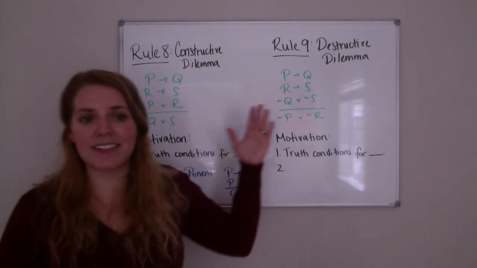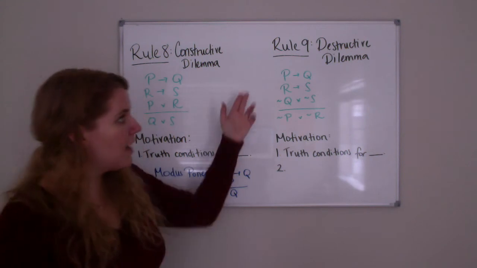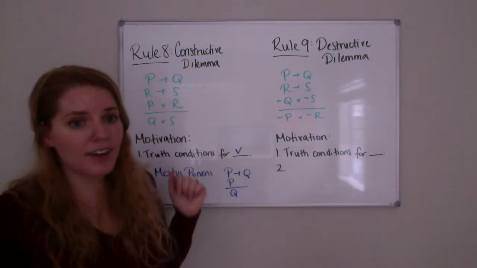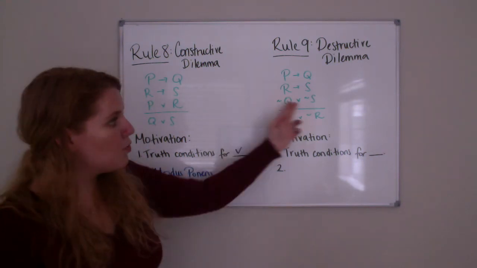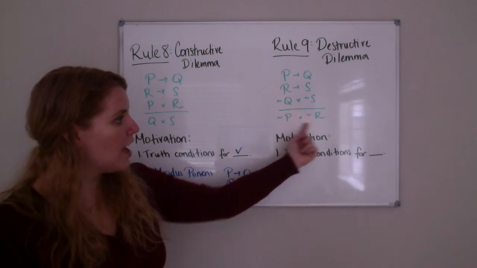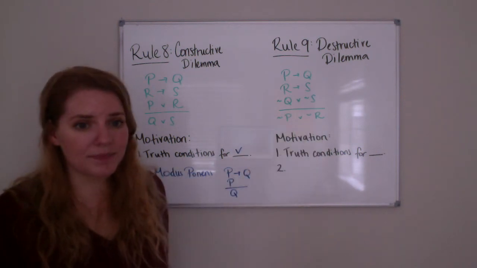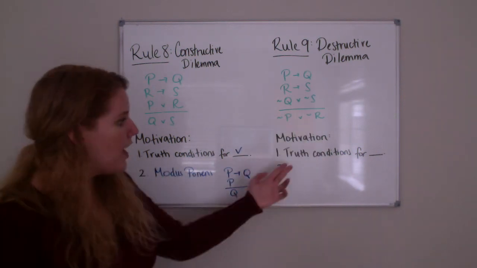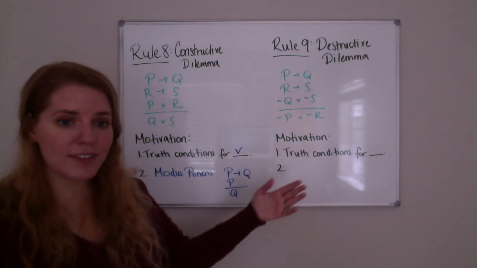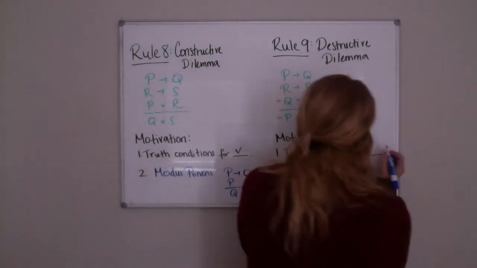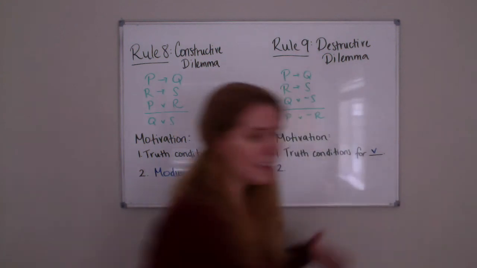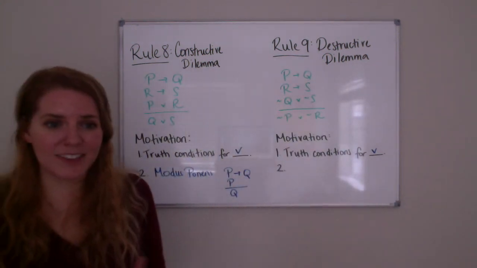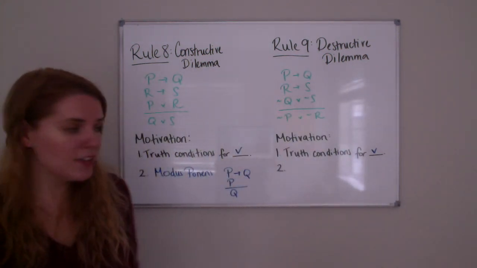Let's move on to Rule 9, destructive dilemma. Here we have if P then Q, if R then S, not Q or not S, therefore not P or not R. Our motivation here, we're again going to use the truth conditions for a disjunction. And the truth condition for a disjunction is that at least one of the disjuncts is true.